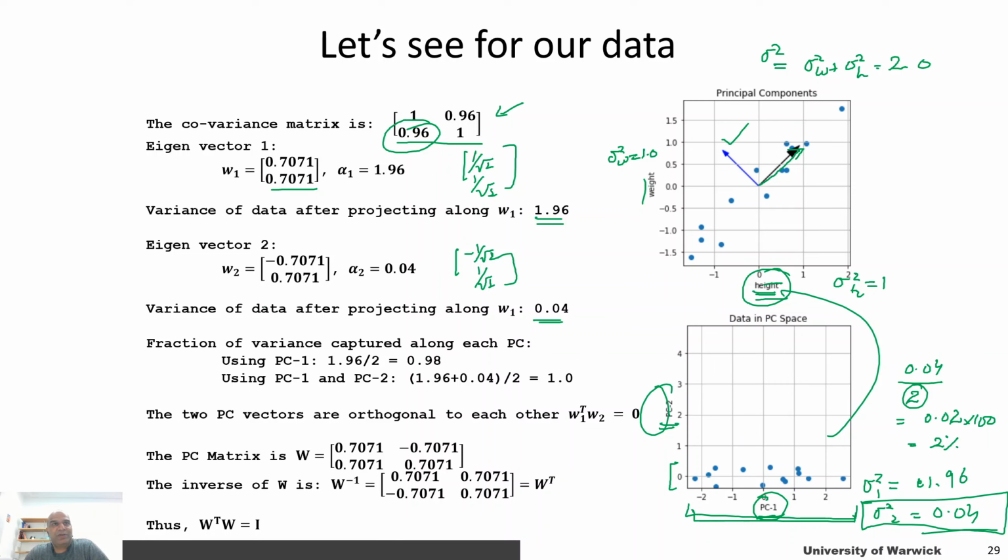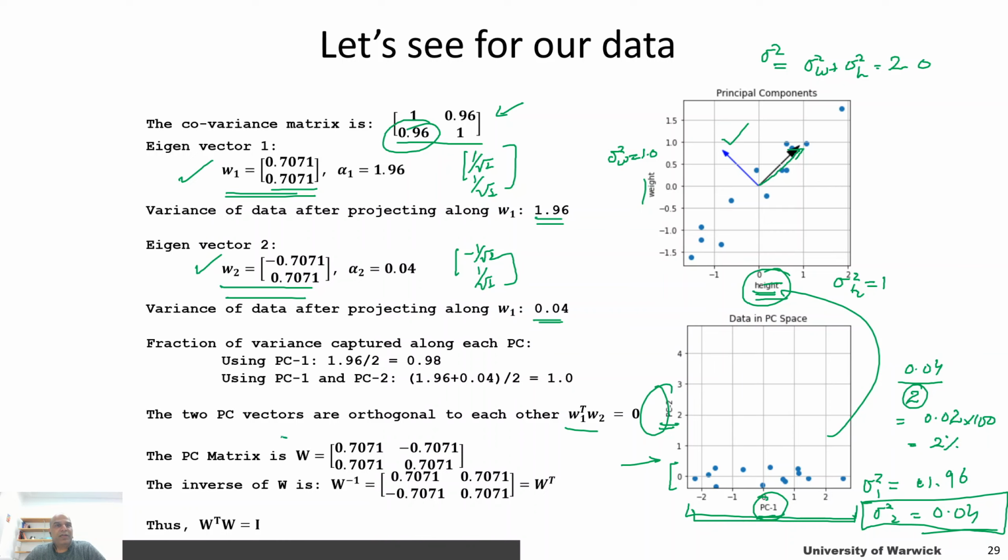Okay, and another good thing is if you look at these particular values W1 and W2, then if you take the dot product of these two eigenvectors that we have calculated, you would see that it is going to come out to be 0. And what that means is that these two eigenvectors, or these two directions, are going to be orthogonal, and you can see that over here in the plot as well, right?